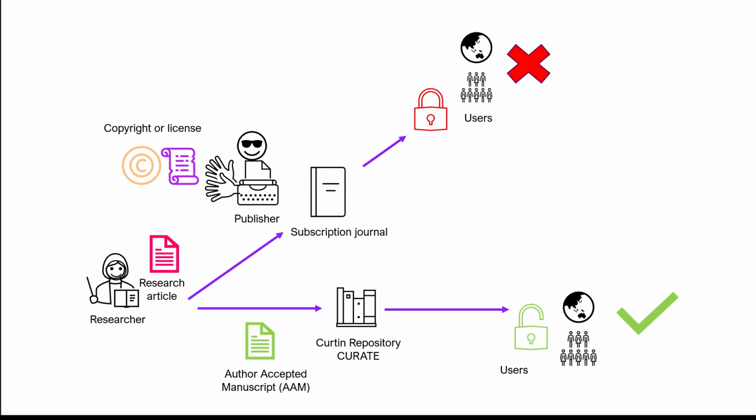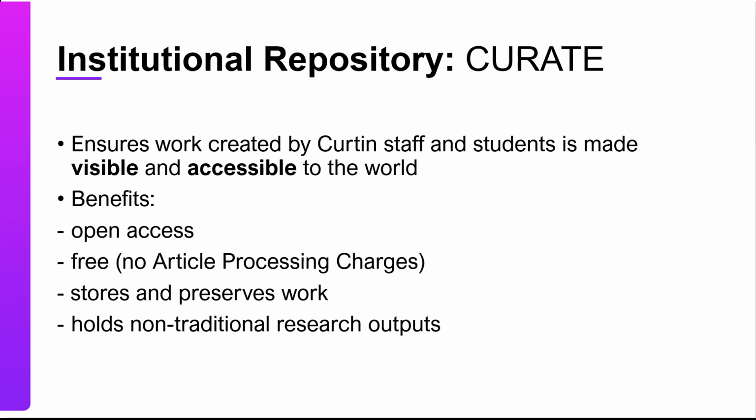There, they can assign a Creative Commons license to their work to make it open access. That's all it takes to make work open access. It's not necessary to publish in a fully open access journal, although this is an option to consider. A key benefit of making your work available in CURATE is that there are no fees involved, no article processing charges. CURATE is not only a platform for disseminating work, it's a way of preserving it too.